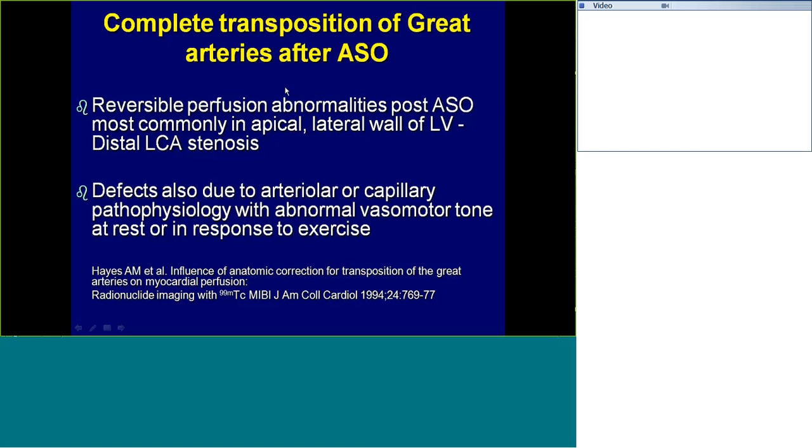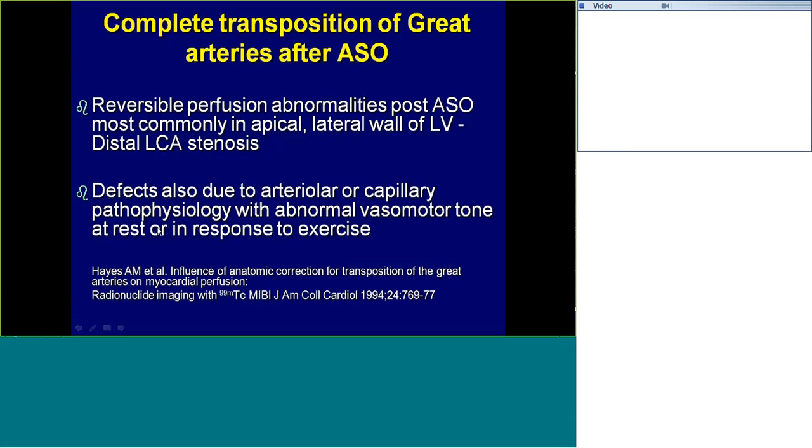It is also useful in arterial switch operations, post ASO surgeries, because what we are actually looking for is the left coronary stenosis or left coronary territory. We are looking for reversible perfusion defects both in the apex and lateral wall, that is the LAD and circumflex territories. It has to be kept in mind, this is not only because of distal LCA stenosis or left coronary stenosis, it is also because of the abnormal vasomotor tone, which is always expected in these types of patients.